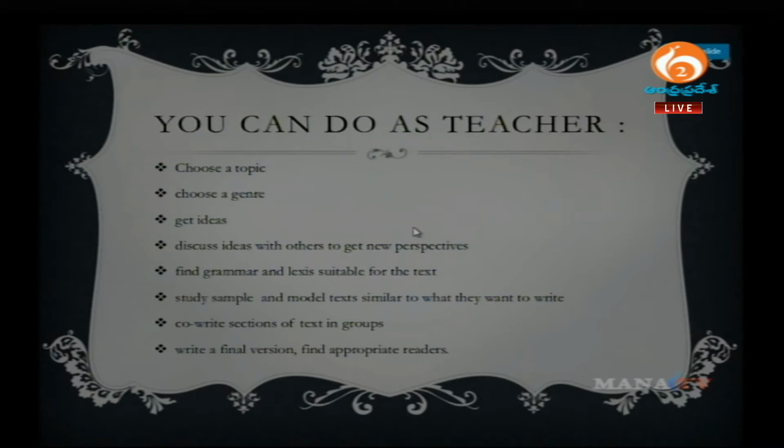Look at the points such as, study sample and model text similar to what you want to write. Co-write sections of text in groups. Write a final version, find appropriate readers. Once you write, your work doesn't end there, but you have to consult and get specific readers to share the feedback, share the observations.